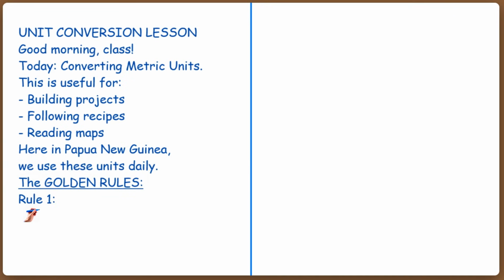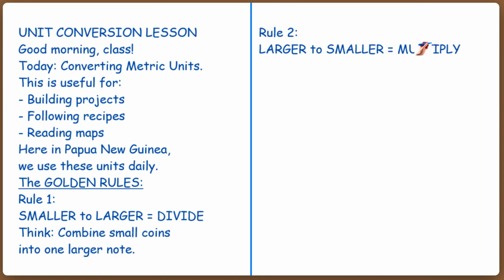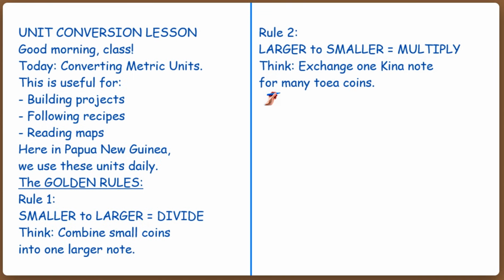Rule 1. Smaller to larger means divide. Think about combining small coins into one larger note. Rule 2. Larger to smaller means multiply. Think about exchanging one kina note for many toa coins.